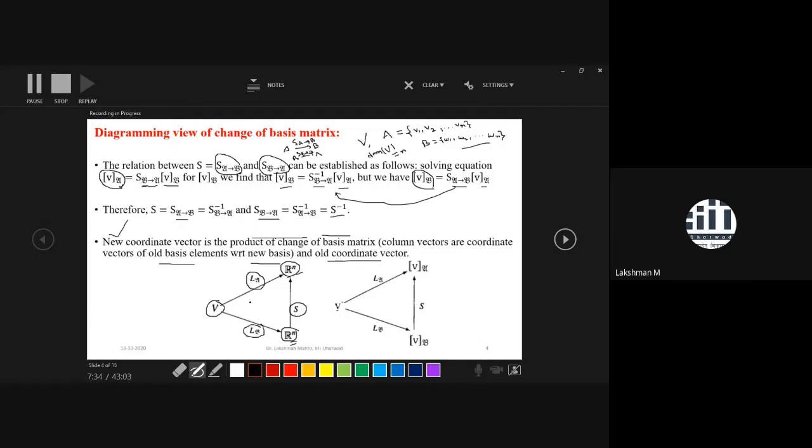And this one is the macroscopic view, and this one is the atomic view, the element-wise, vector-wise view. A vector-wise view will come this way. So I have given both views here for a better picture of the change of basis matrix.